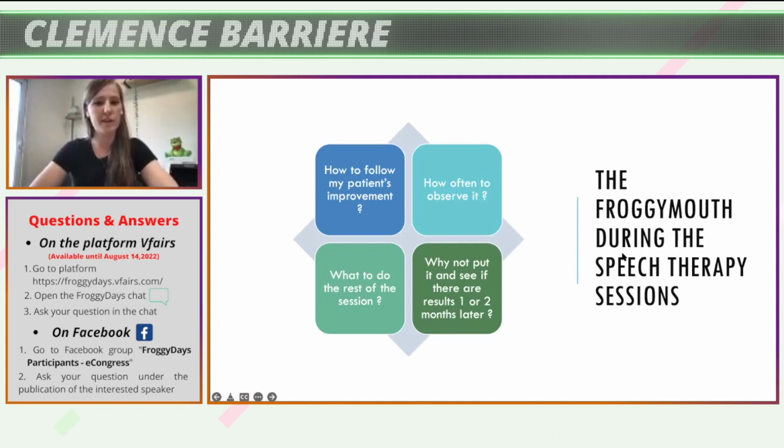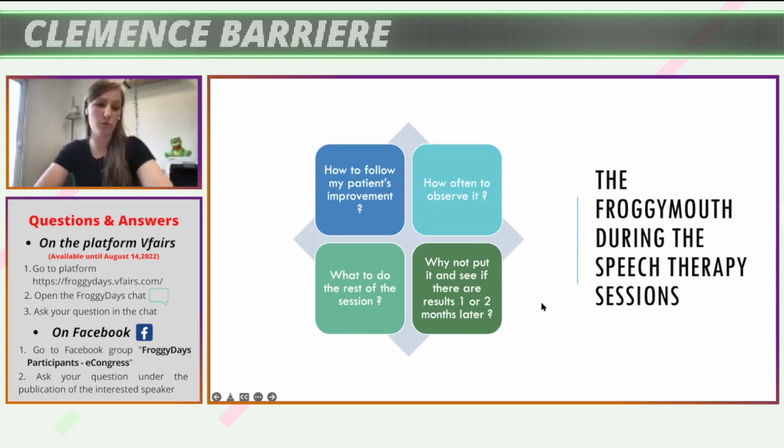During the session, we try to see how we can work with the breathing, and how I can push the floor of the oral cavity, which is the way that I can help them to swallow.